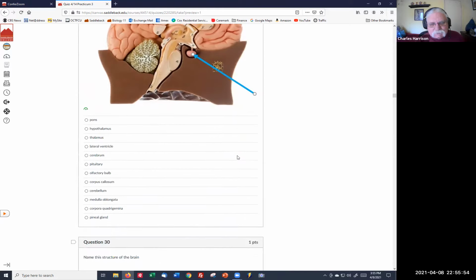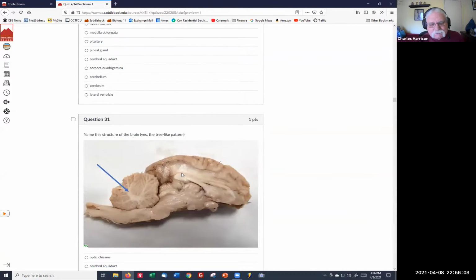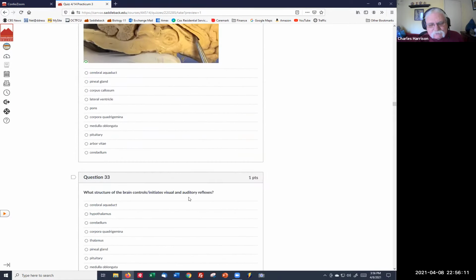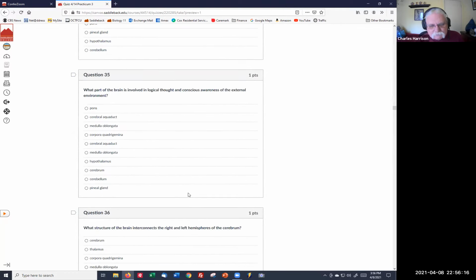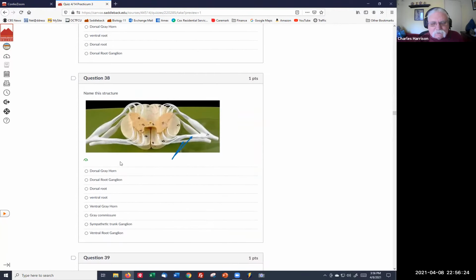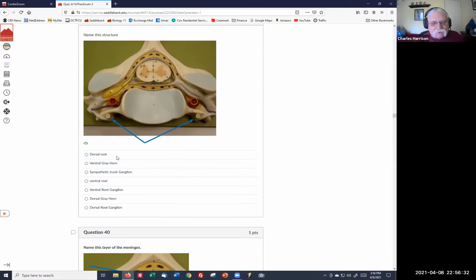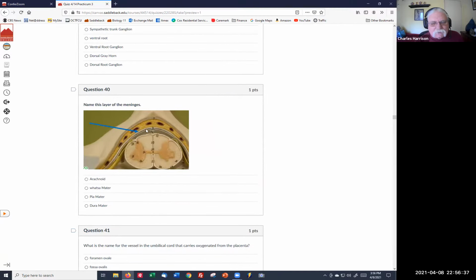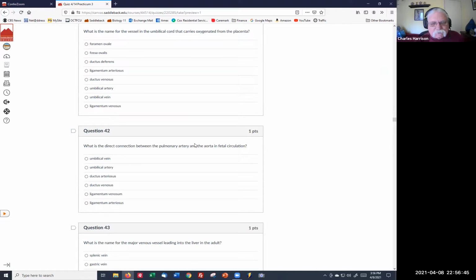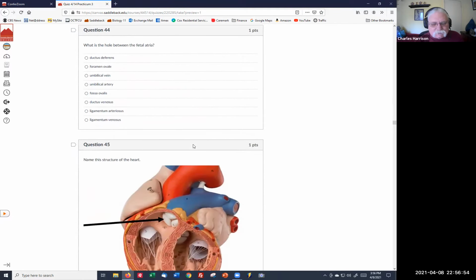Back to the model again with the pituitary gland. This one with the hypothalamus down here. The arbor vitae. The lateral ventricle. The dorsal root ganglion. The ventral root. The sympathetic trunk ganglia going around the outside, the dura mater. Some questions on the fetal circulation. That's what this is. 3, 4 questions, fetal circulation.